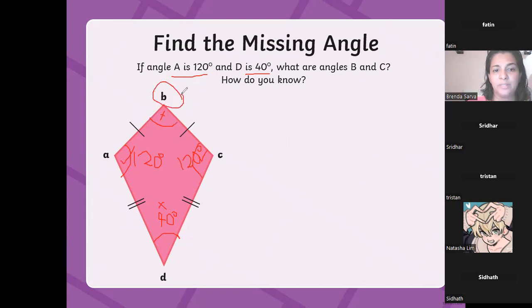You find for me what is B. They gave you D is 40. Now they gave you A is 120. I think this is already easy. The opposite of A is the same because a kite's property is that only this angle and this angle are the same. Okay, what is angle B? Put it in your chat. Thank you, Fatin. Thank you, Sridhar. Who else? Okay, good. Well done. Thank you, Rishabh.